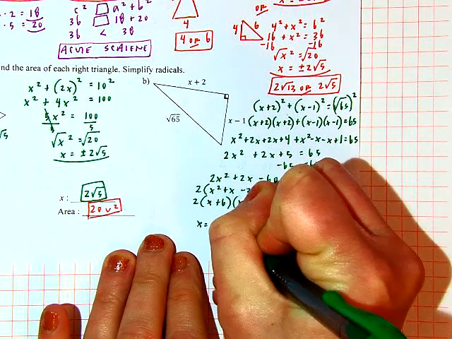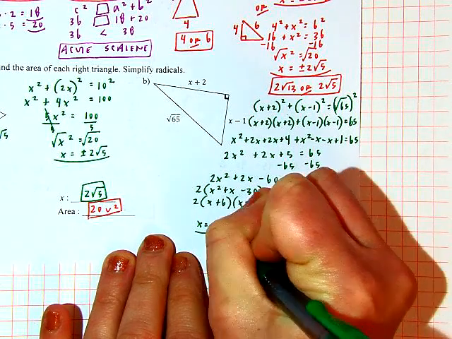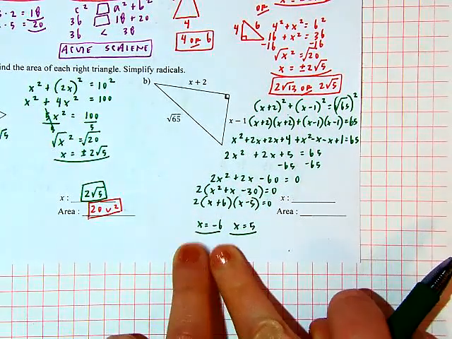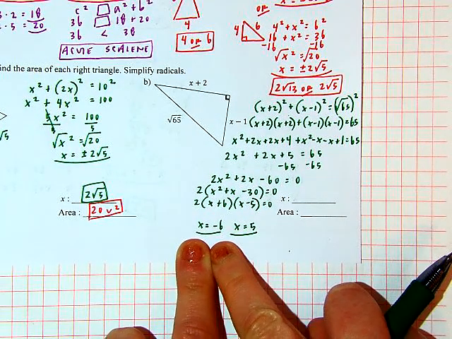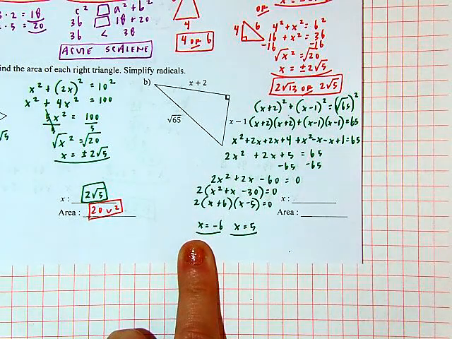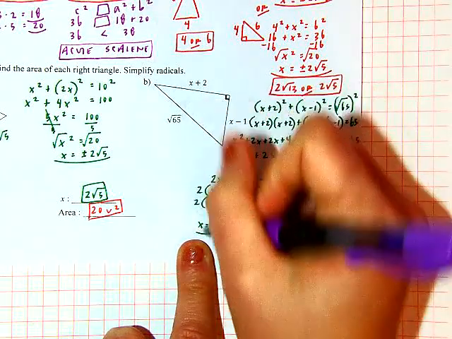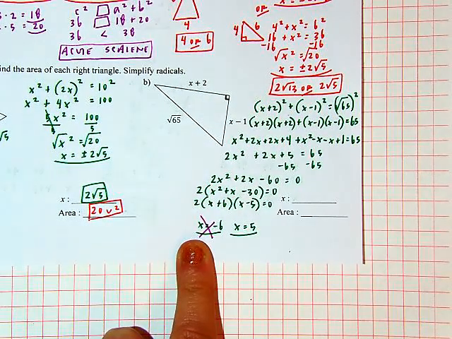All right, my 2 solutions, I could get negative 6, I could get positive 5. Okay, however, negative 6 is not going to work. If I tried to plug it back in here or here, it would give me something negative. I can't have a negative side measure, so that solution is out. It's got to be the 5.